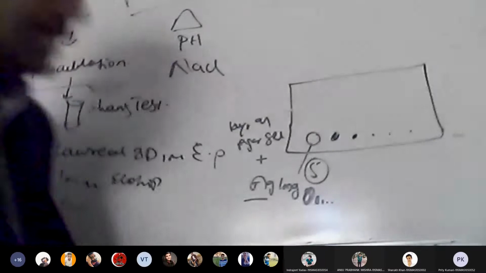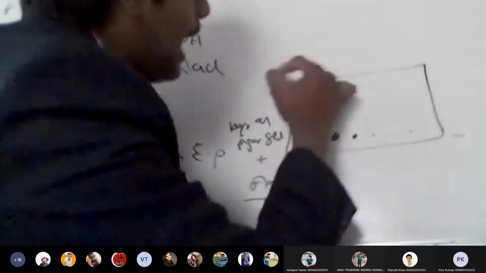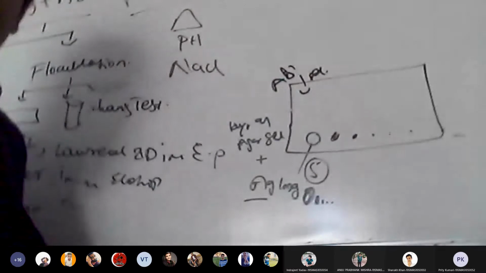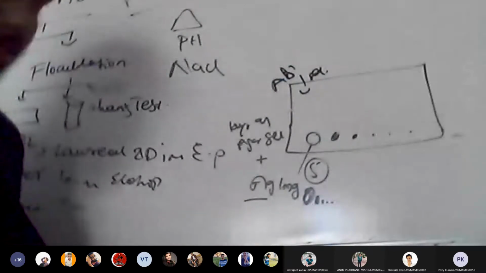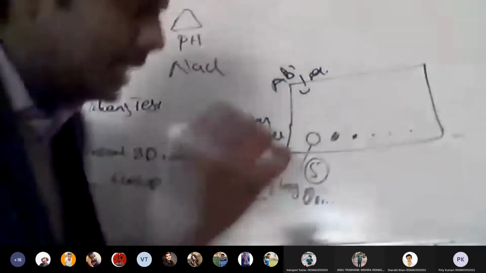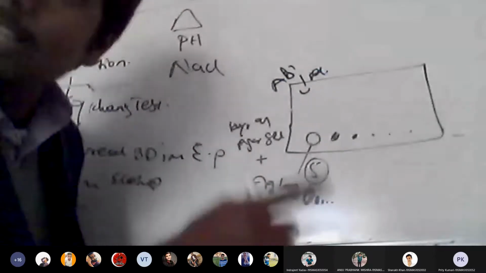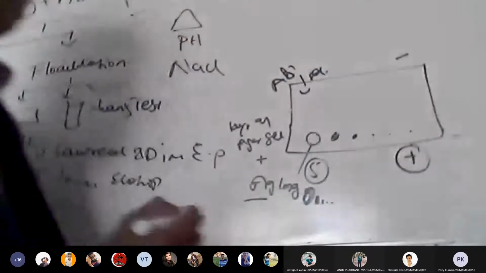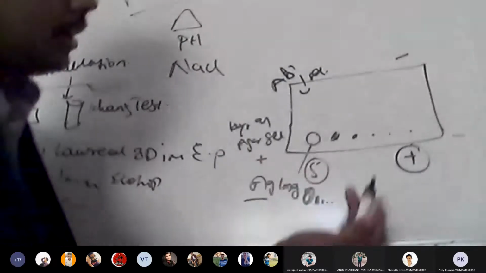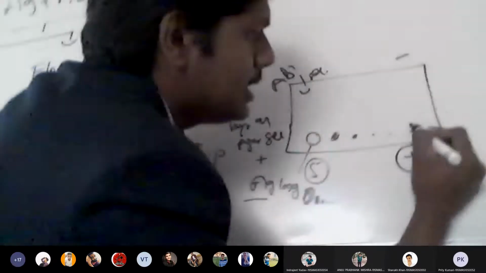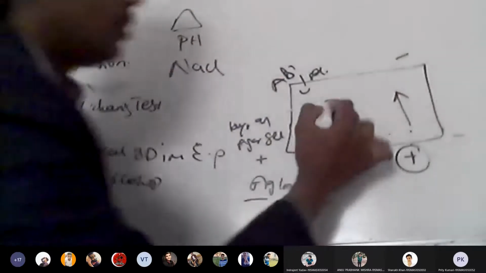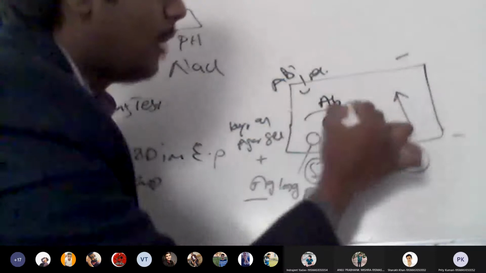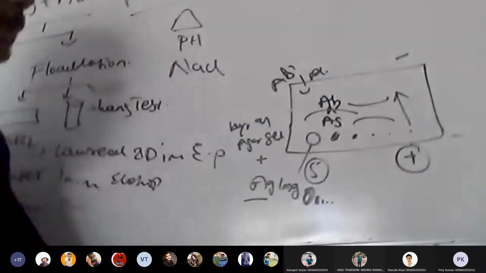After separating these antigens, now I will add antibodies to this gel. I added antibodies to this gel. Now I will apply electricity in the opposite direction, plus here and minus here. Now what will be the direction of movement of antigens? Now antigens will start moving this side towards the antibodies, and they will form precipitate lines.